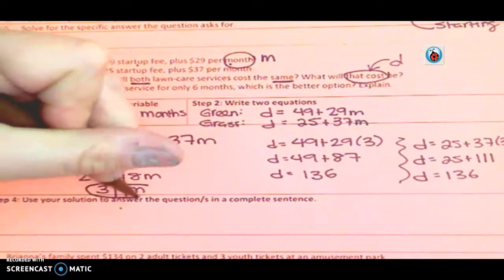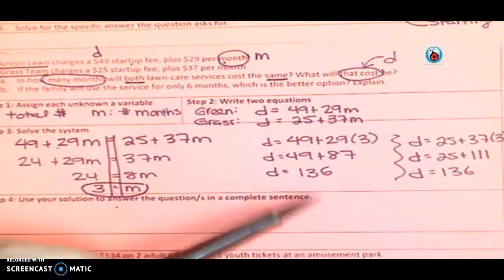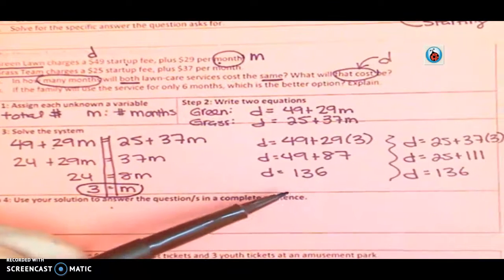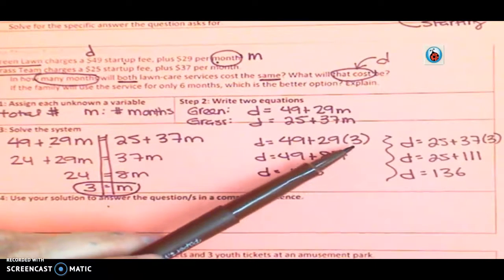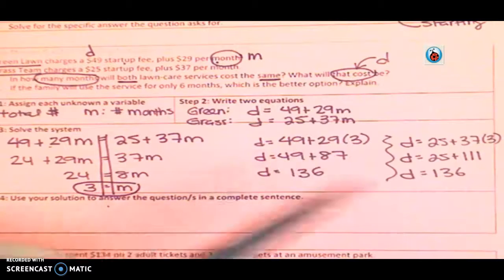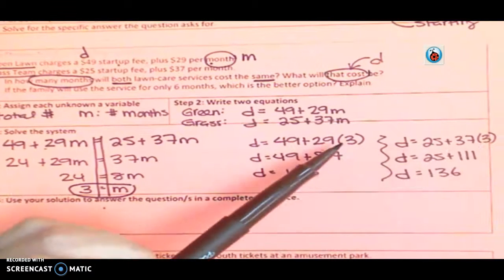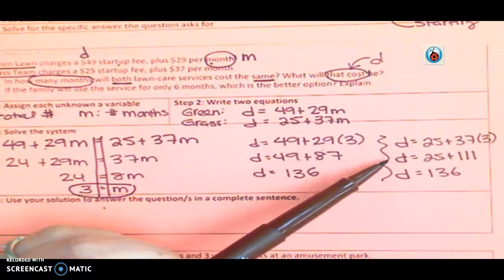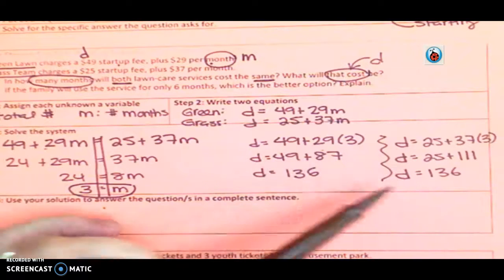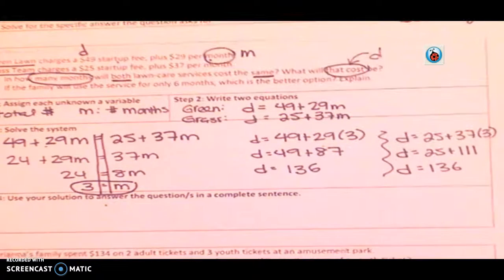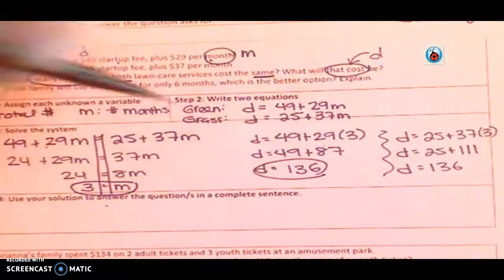Then I took that value. Now, I was just being cautious. I wanted to make sure, so I plugged in my 3 here, and I did it for both Green Lawn and the Grass Team, just because I wanted to make sure that I would get the same total. All right, so there's my answer.